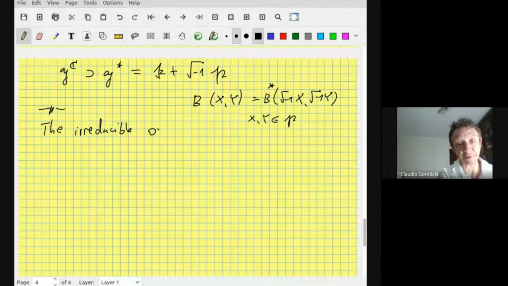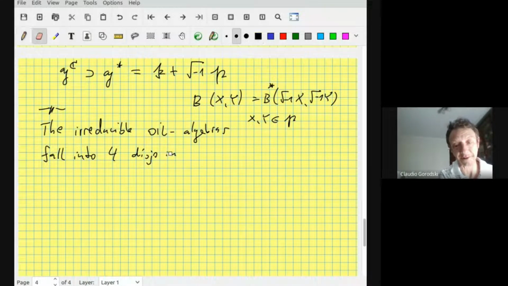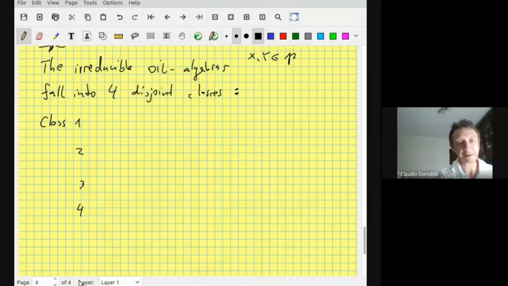So the irreducible orthogonal Lie algebras fall into 4 disjoint classes. Let's say class 1, 2, 3, and 4. Okay, so class 2 are compact connected groups. We have already discussed this, right?